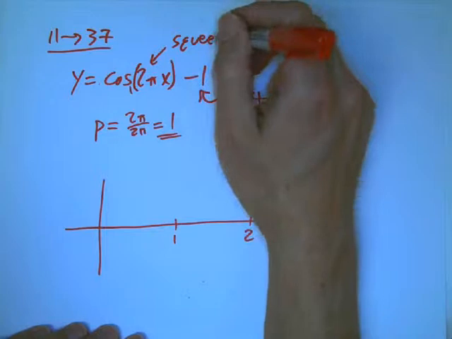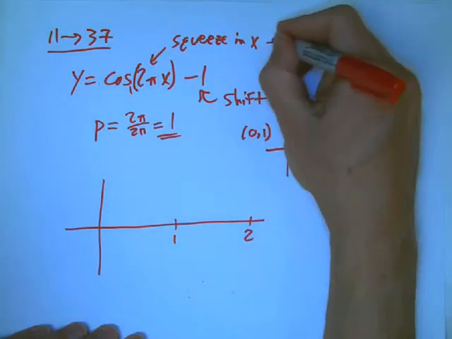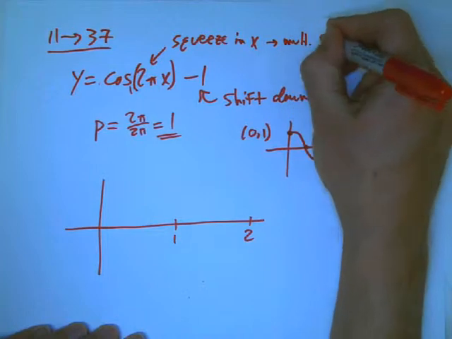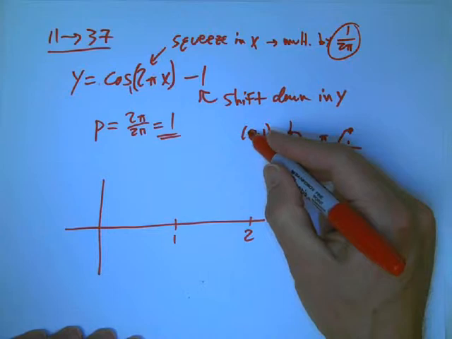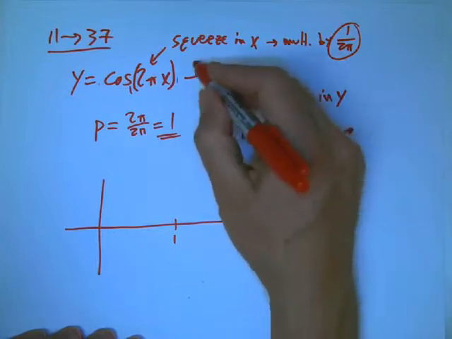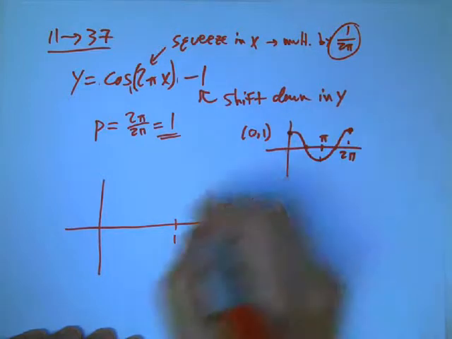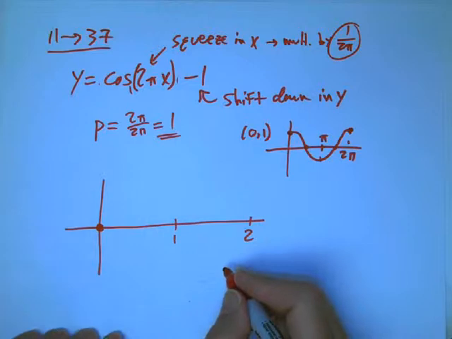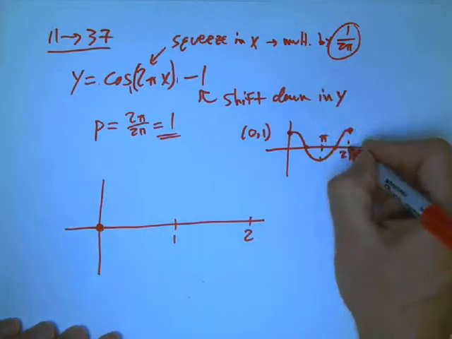So I need to know where the start of the cycle is going to go to. That was 0, 1. Now this squeeze in x is going to multiply this x variable by something. It's going to multiply all your x coordinates by 1 over 2 pi, because it's a squeeze. Well, that doesn't change that 0. And it doesn't change the 1 yet. But this is going to be a shift down in the y variable. So I'm not changing the x coordinate, but I'm shifting this guy down. So that goes here.